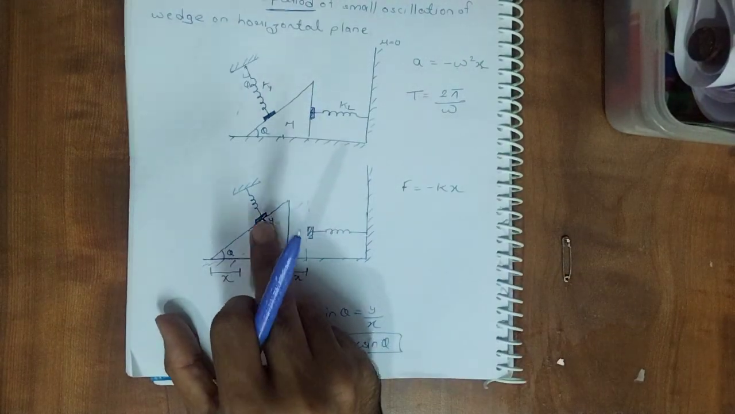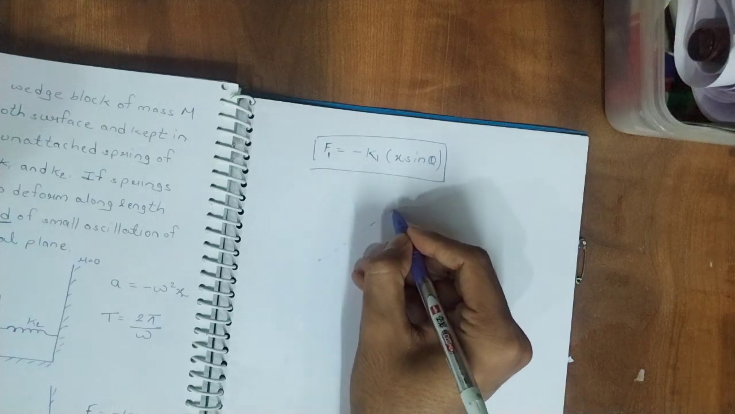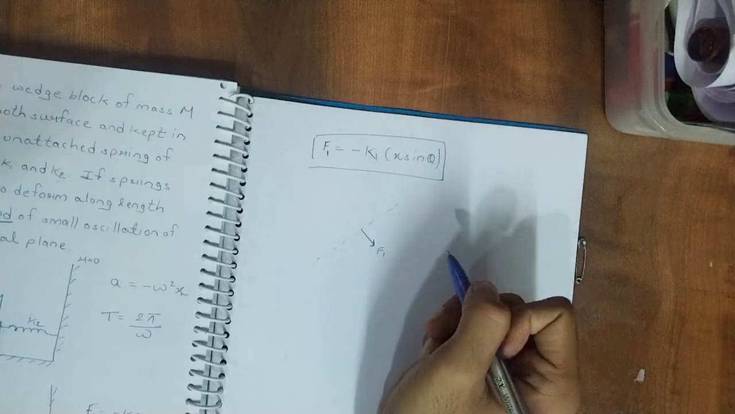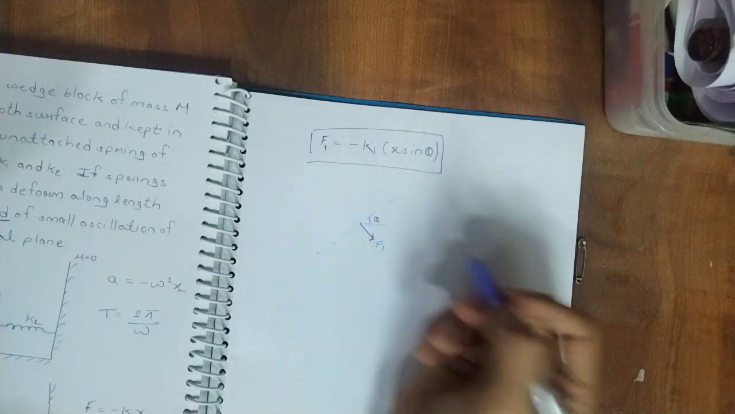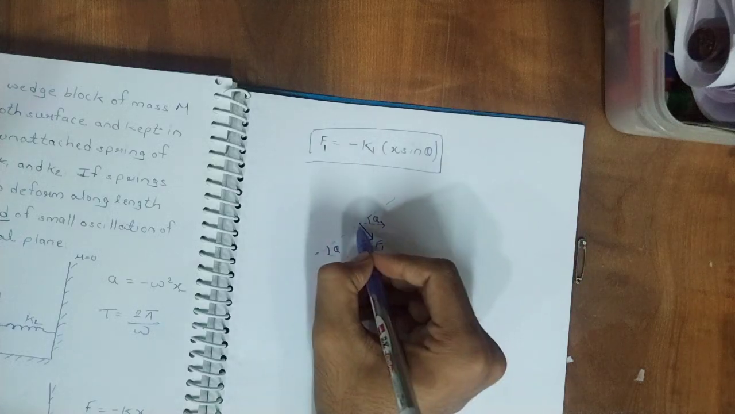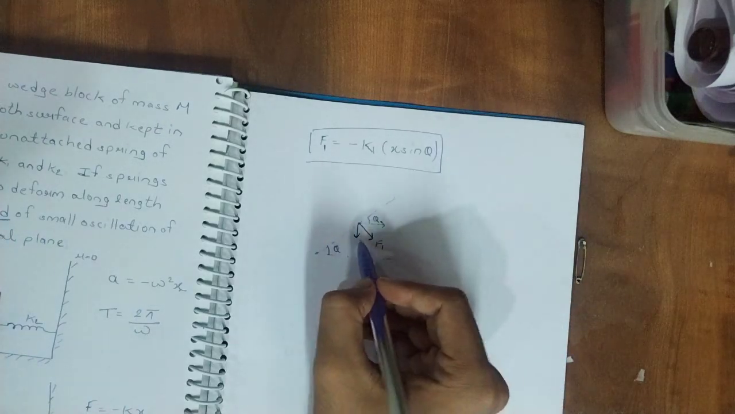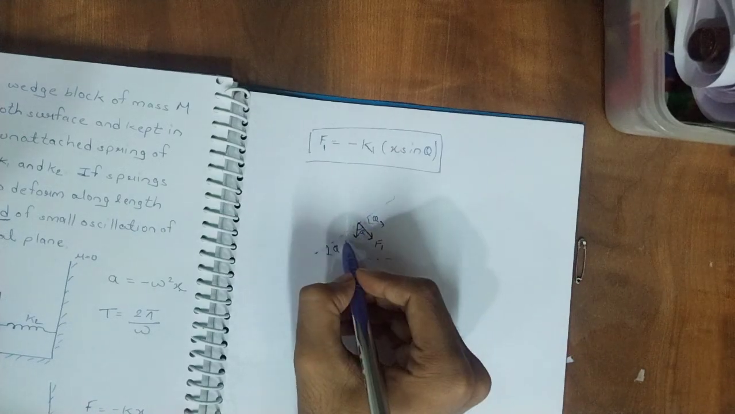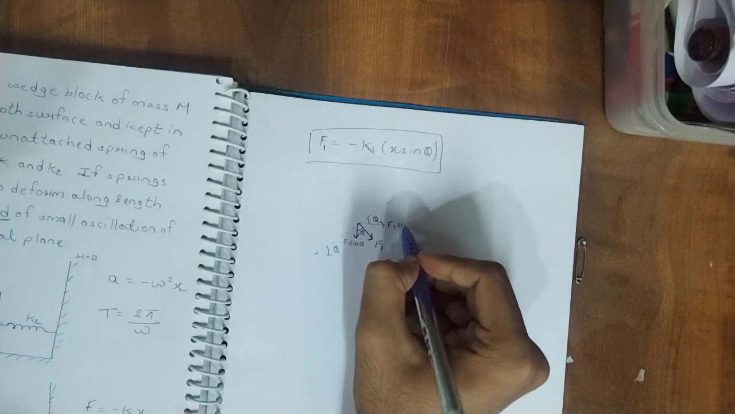So if I make the free body diagram, how will this particular point look? Like this is my wedge and this is the F1 force, the spring force, and this is theta. This is my theta, correct? So now I will just take a component of it. So you see, if this is theta, then this will also be theta. So this one will be F1 cos theta and this one will be F1 sin theta.